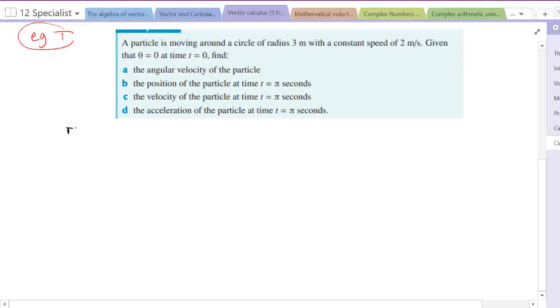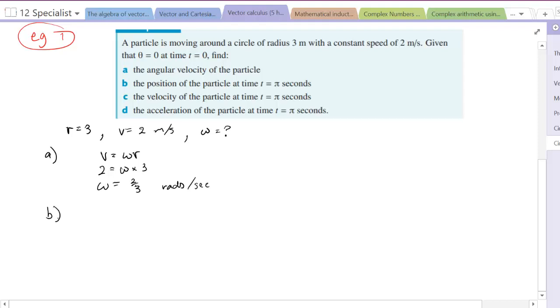Okay, so we know that r is equal to 3. We know that the velocity is 2 meters per second. What we do need is our angular velocity to be able to start. Part A is asking us what's our angular velocity. Now we know that v is equal to omega r, so 2 is equal to omega multiplied by 3. So omega will be 2/3. Now the units for this will be radians per second.